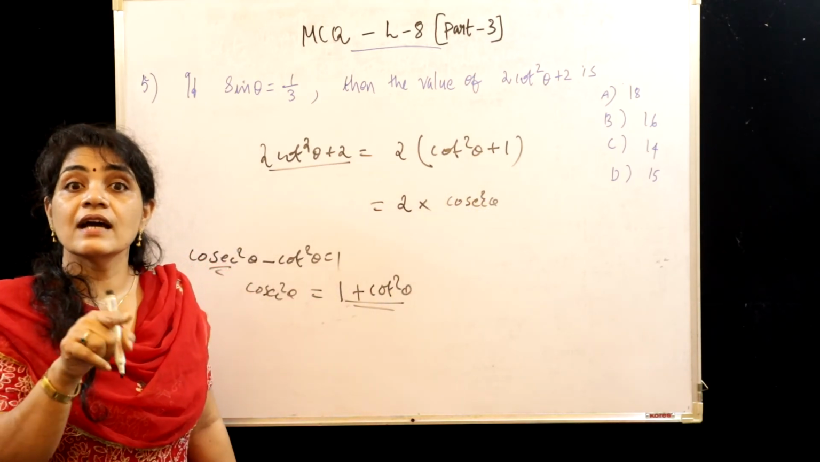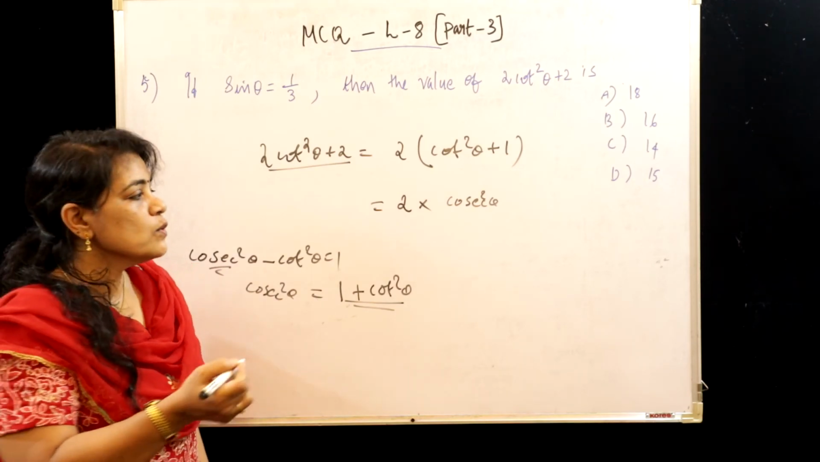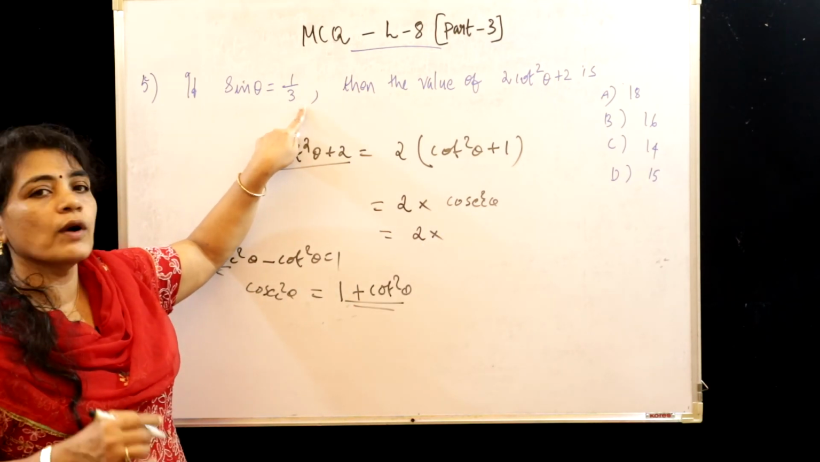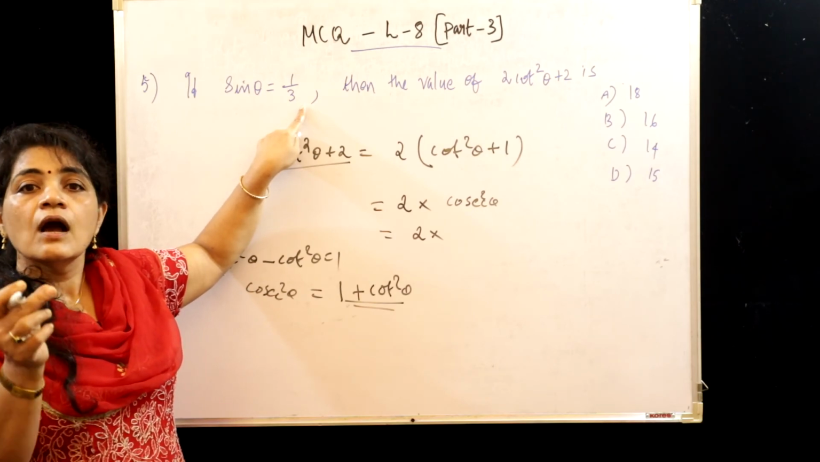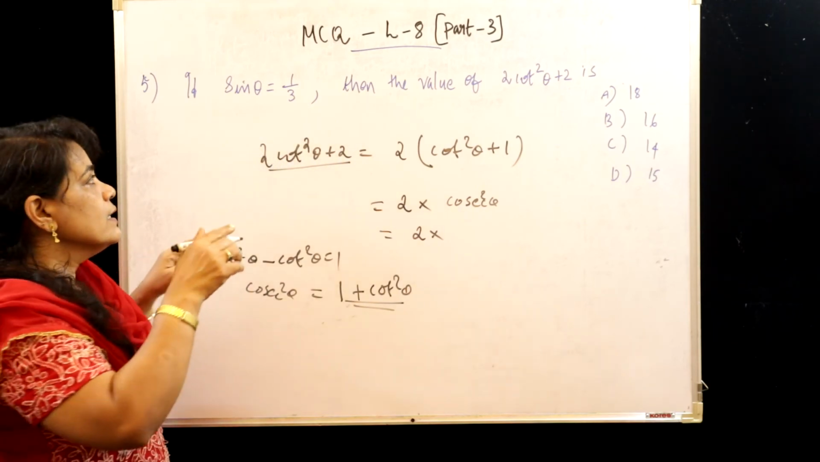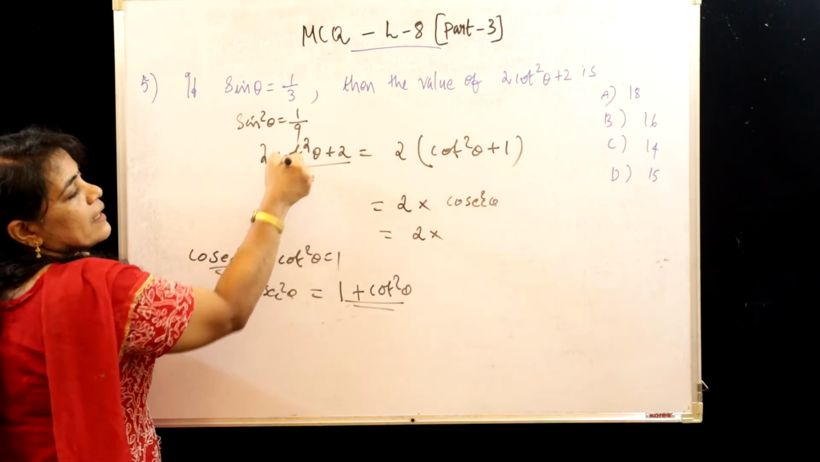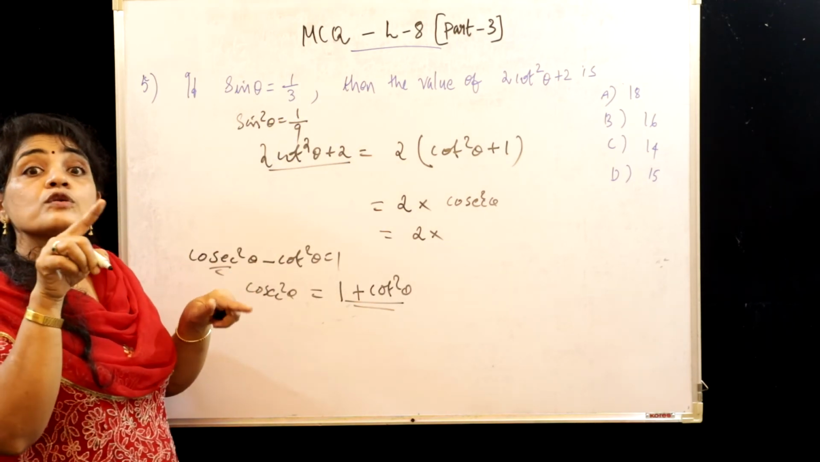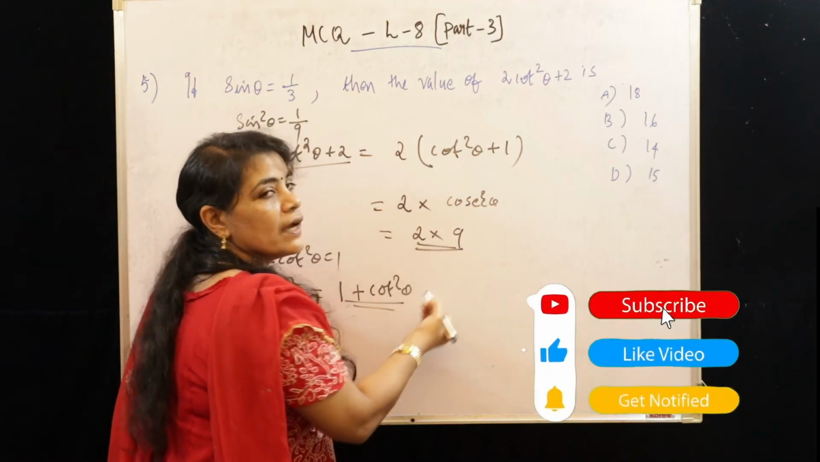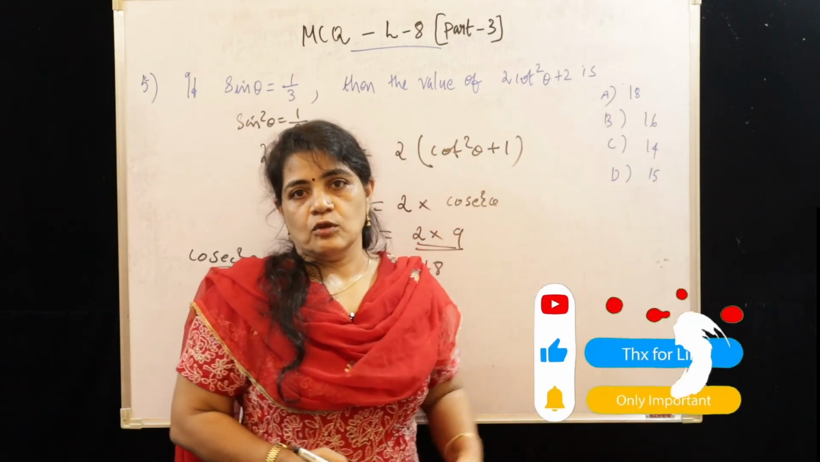What is given? Sin theta. And what is the relation between sin and cosec? It's the reciprocal. So 2 into cosec square theta. Sin theta equals 1 by 3, so sin square theta is 1 by 9, 1 by 3 whole square. And its reciprocal is cosec square theta. So 1 by 9, its reciprocal is 9. So 2 into 9, that is 18. Yes, the first option is the correct option.